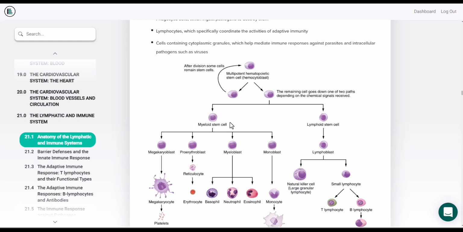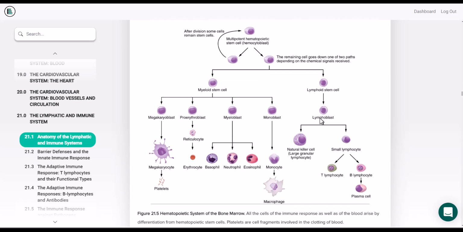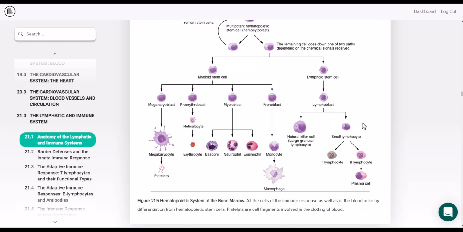It can go myeloid or lymphoid. For today's conversation, we're only worried about the lymphoid side. And from the lymphoid side, we make the different types of lymphocytes. That's all we need to worry about. So the cells of the lymphatic system are all made from those lymphoid stem cells. So the natural killer cells, the T cells, the B cells, and the plasma cells all are derived over here.